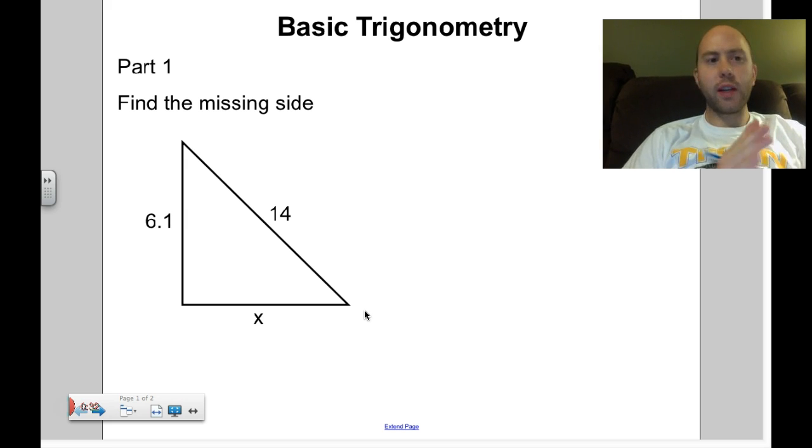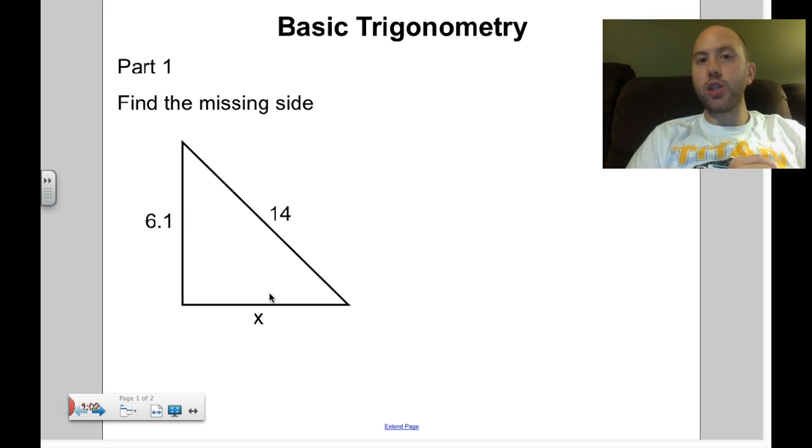So let's first look at this problem. It says we have to find the missing side. Whenever you're trying to find a missing side or an angle, it's vital to know what information you have. Also, all these problems involve right triangles. For this problem, I'm trying to find a missing side, which means I could use the Pythagorean theorem, sine, cosine, or tangent, depending on what information I have.